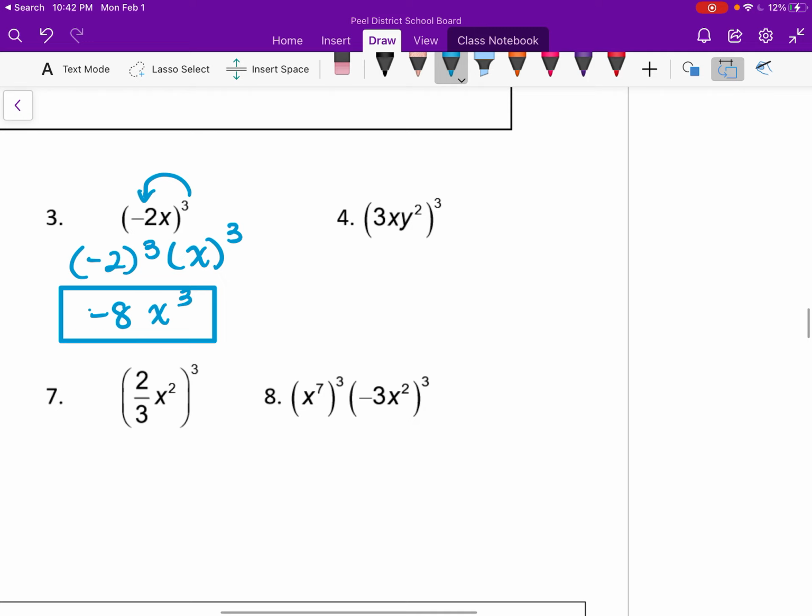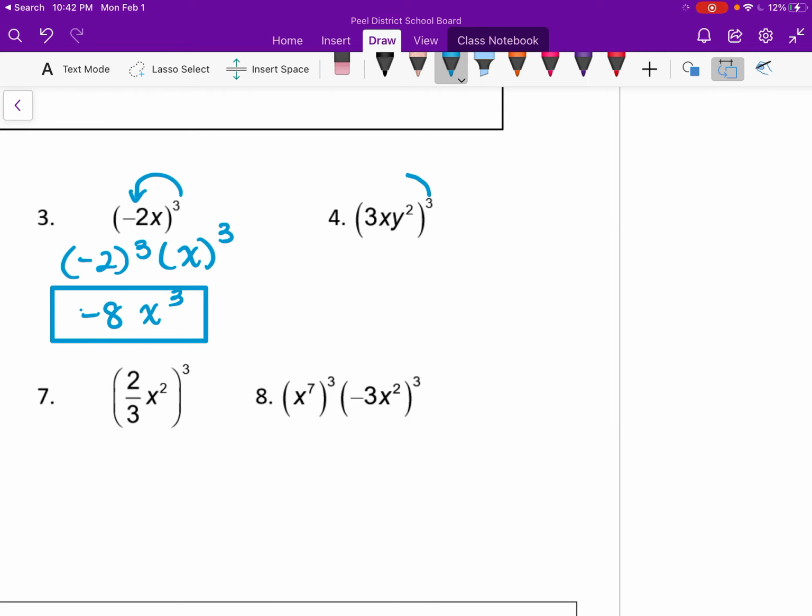Okay, now this is where it gets a little bit more complicated. You got to do 3 cubed, and I'm just going to make it so that my form is always good. So bracket 3 cubed. Then I have x, the cubed is going to go there too. And then I have y squared, so y squared cubed. Right?